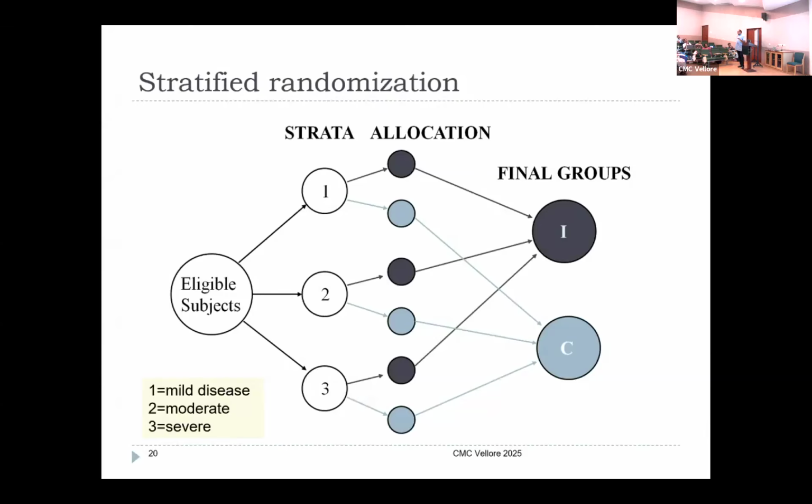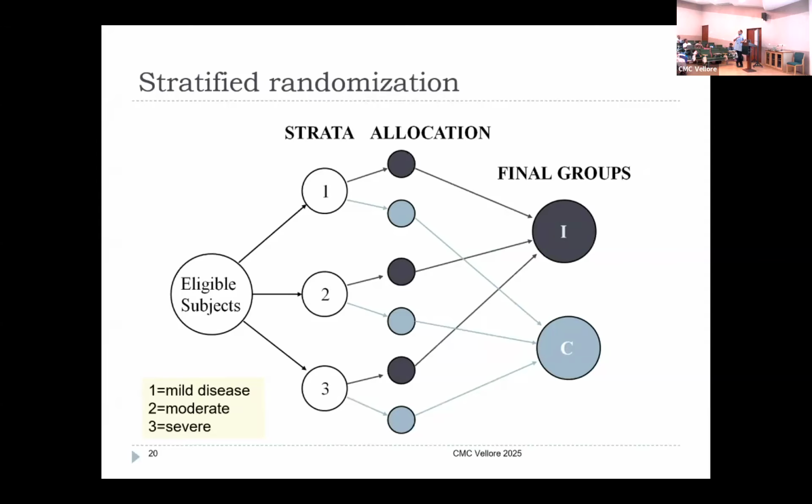Another way of randomizing, more commonly done, is stratified. Stratified may be, in this case, by disease status. People that are mild, moderate, and severe are first grouped, and then within each one of those, you randomize to A or B. That way, the distribution of severity in A will be similar to the distribution of severity in B. We do this all the time in multi-center studies, where the strata are the centers.